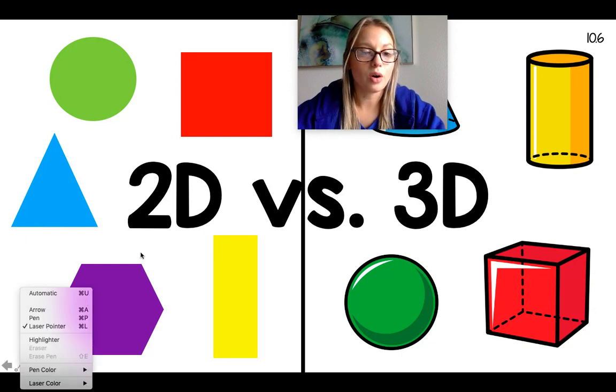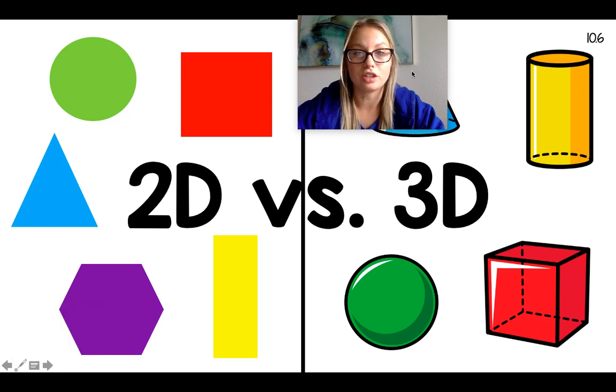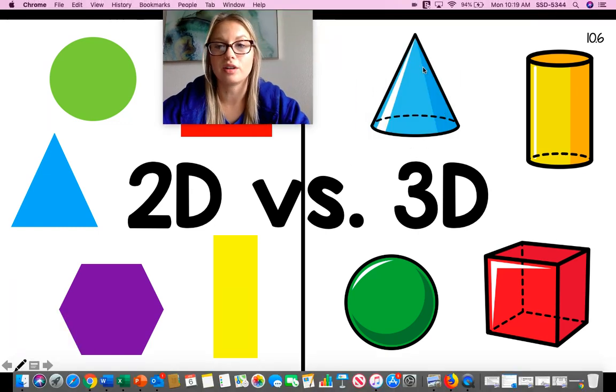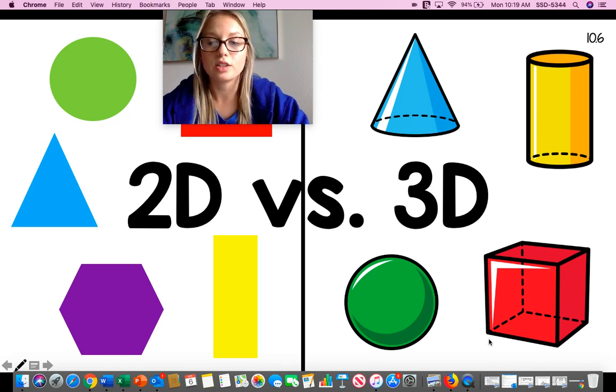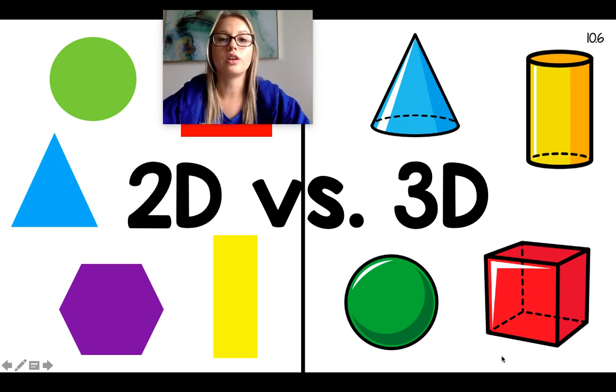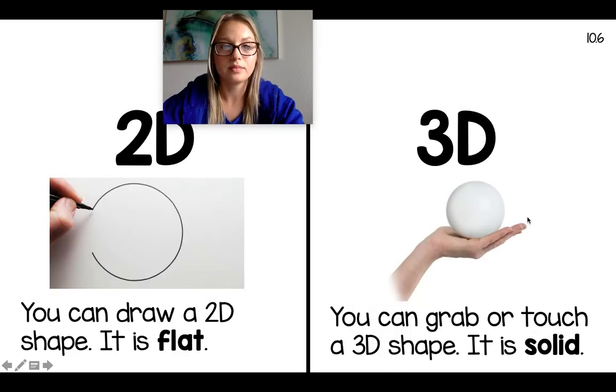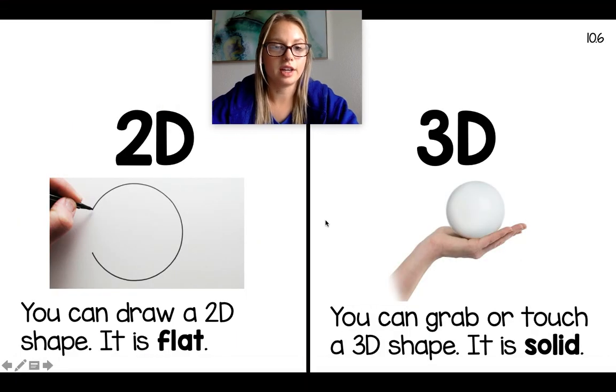Then, remember, our whole new lesson was on 3D shapes. So we just learned these shapes over here. A cone, a cylinder, a cube, and a sphere. So we're going to learn about the differences between two-dimensional shapes and three-dimensional shapes. Let's take a look over here.